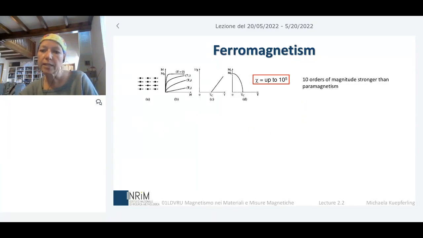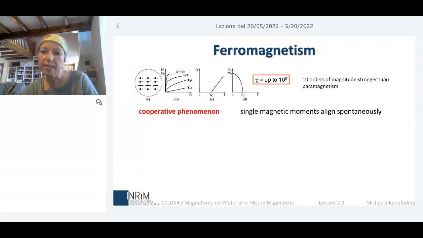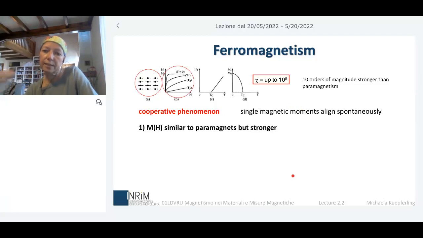So the difference is that, again, we have pre-existing magnetic moments, and this is exactly the same as in paramagnetism, but ferromagnetism is a cooperative phenomenon. And exactly for this reason, it's much stronger than paramagnetism, because in paramagnetism, each magnetic moment aligns individually with the magnetic field, while in ferromagnetism, a single magnetic moment aligns spontaneously with all its neighbors. And this is the feature of ferromagnetism.